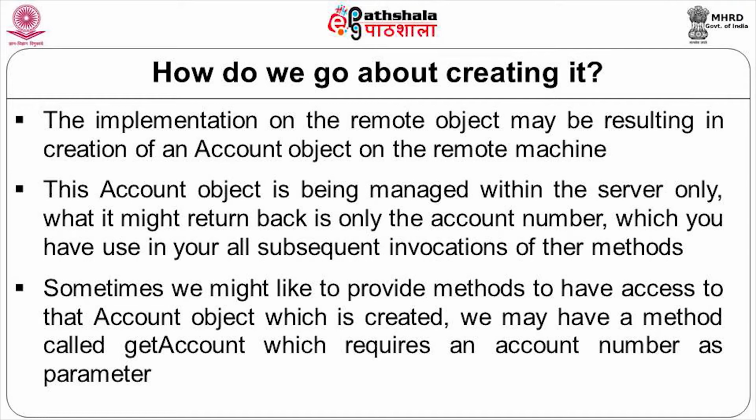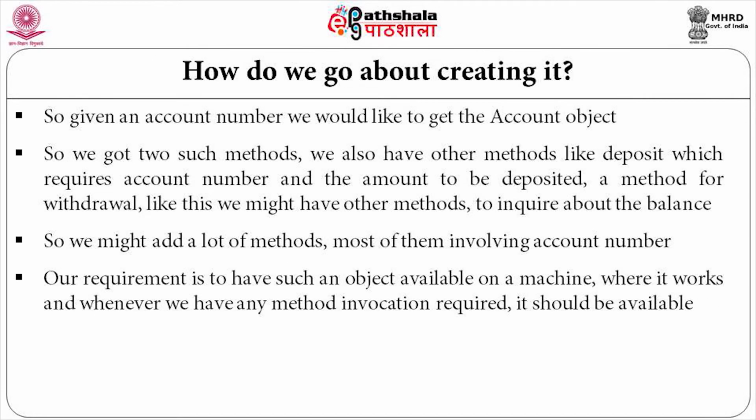Sometimes we might like to have a method like this. I would like to have access to that account object. So maybe we have a method called get account also, which requires an account number. Given an account number, we would like to get the account object. So let's assume we have two such methods at least.